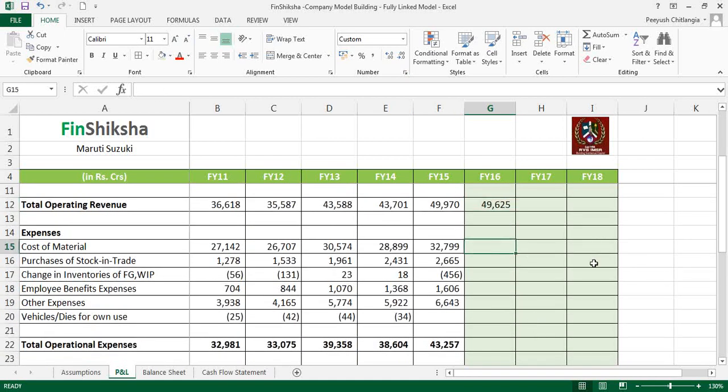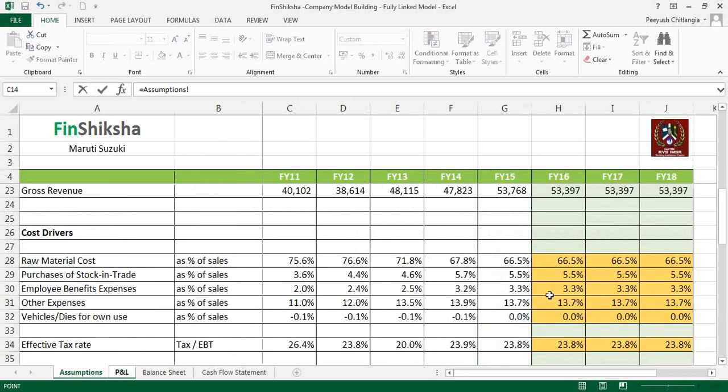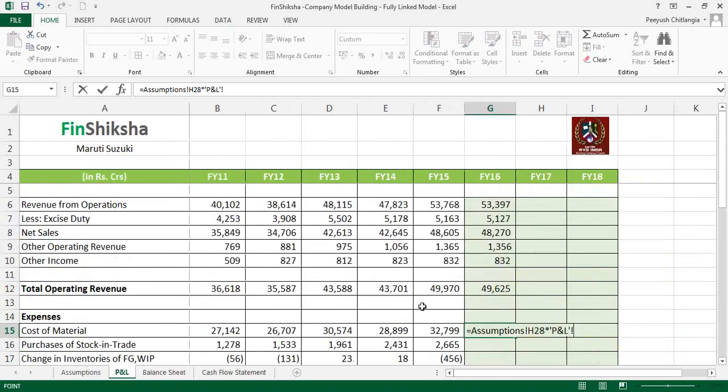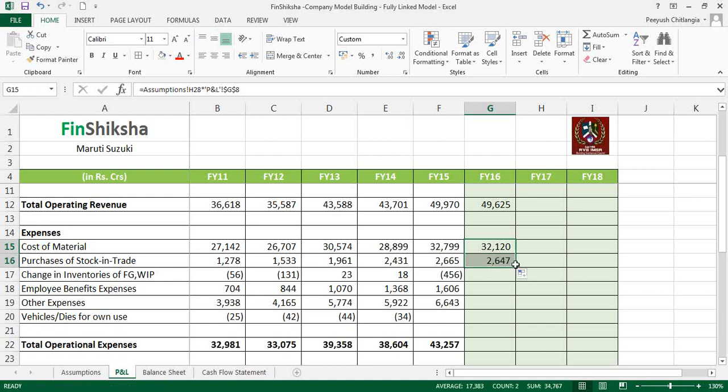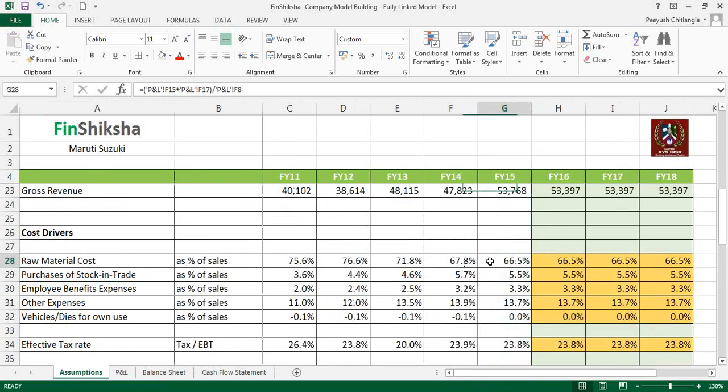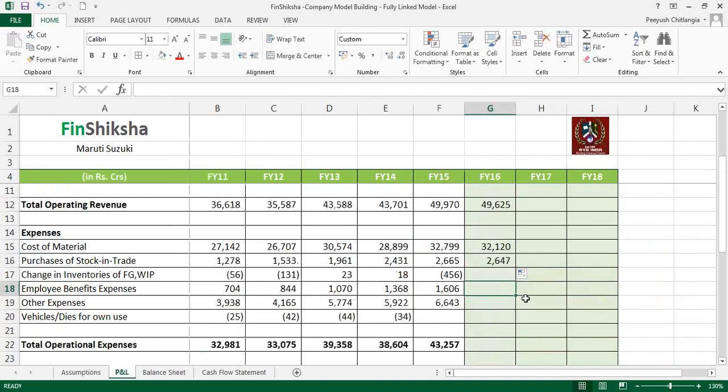Now, essentially cost of material calculation is here: 66% multiplied by the revenue for that year, net revenue for that year, and we can freeze this here, and I can then drag it down. And this change in inventory, we have already included this in cost of material here. When we calculated this, it already included the change in inventory part as well, so we don't need to take it separately. What is employee benefit expense?